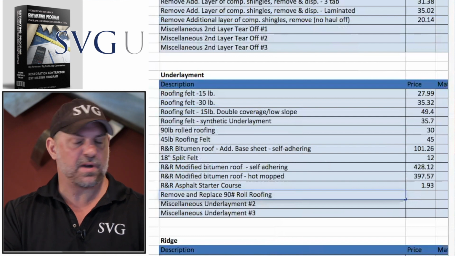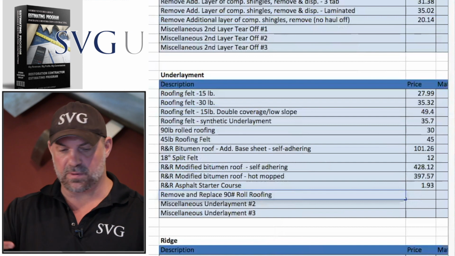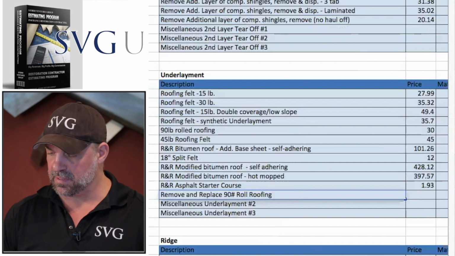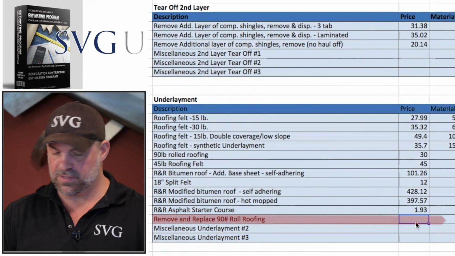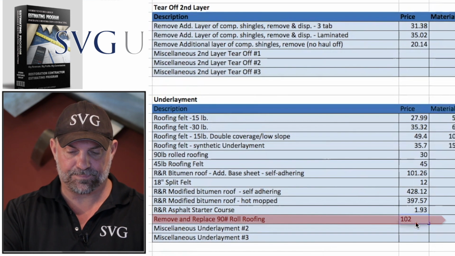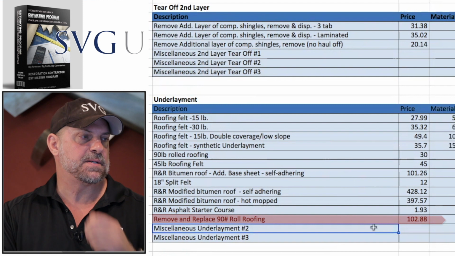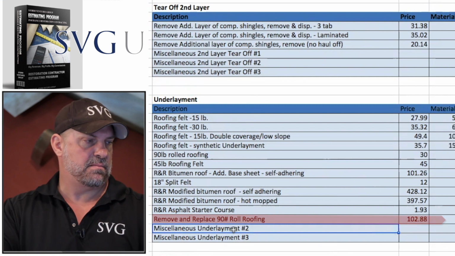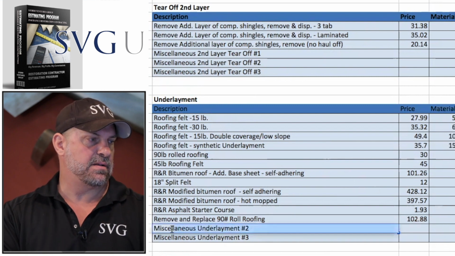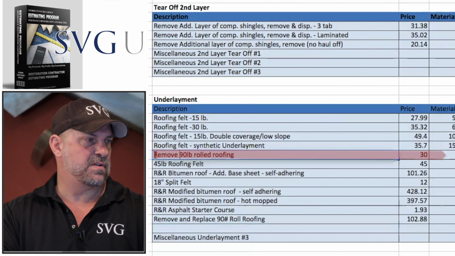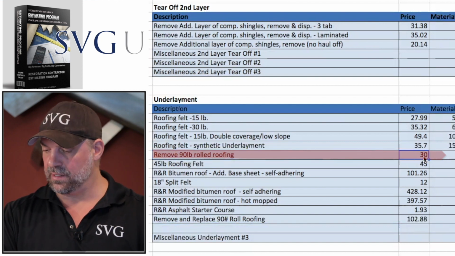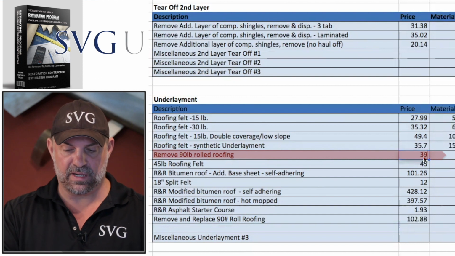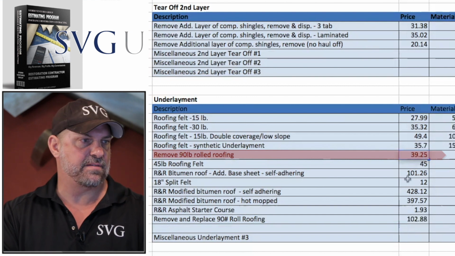But I'm going to go ahead and write that price in case I run across it again in a place where we would do an R&R of roll roofing, although it's not a favorite thing to do. There's better materials out there. So that's $102.88 as an R&R price. And I can also go ahead and throw in a remove 90-pound rolled roofing as an underlayment. I had 30, and it's actually been an increase here in Florida. That's $39.25 to remove. So I'm capturing that new price.